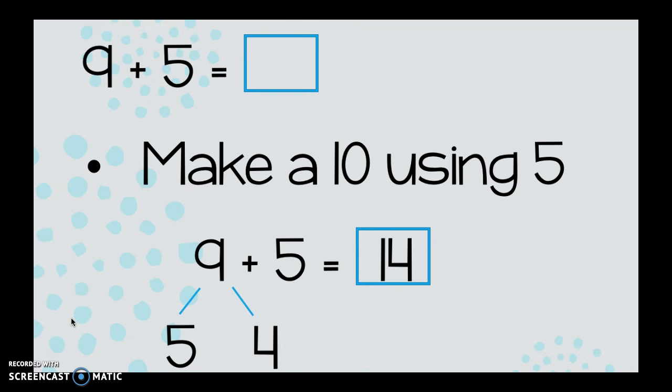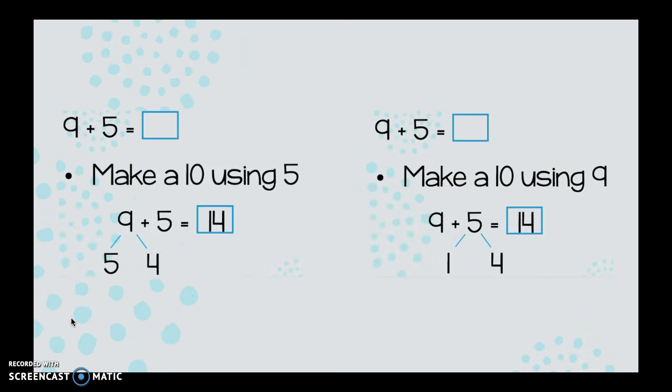What I realized last night when I thought about how I like to move things around is that it didn't really matter which one I did. If I made a 10 using a 5, I got 14. If I made a 10 using a 9, I got 14. What else could I move around? Does the order that you add things even matter?